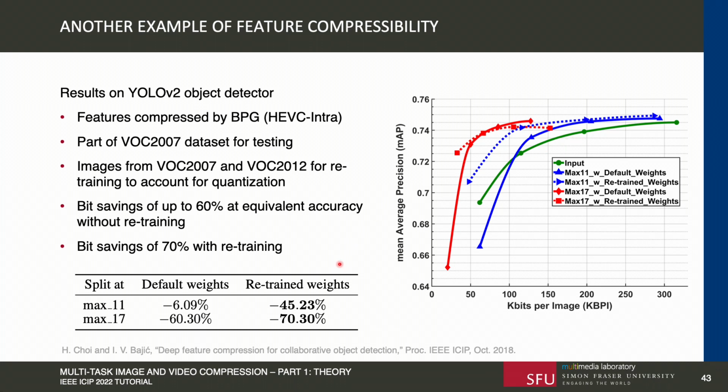Now, if you're willing to retrain your model, taking into account this feature compression, then the model becomes more robust towards feature compression, and in fact you can achieve even higher gains here, so up to 70% rate gain compared to input compression using BPG.